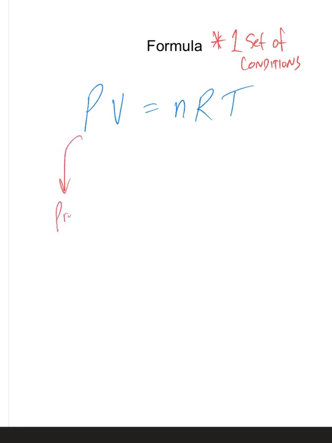P is pressure, and that's nothing new. Those units of pressure can either be atmospheres, millimeters of mercury, kilopascals, pounds per square inch, or torr. And so those are our units of pressure. Those are all found on the back of our periodic table. The next one is V, and that stands for volume.